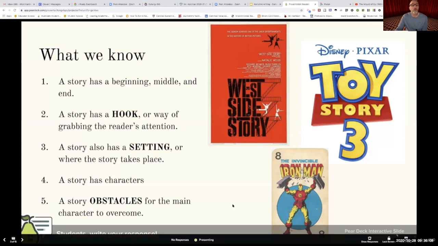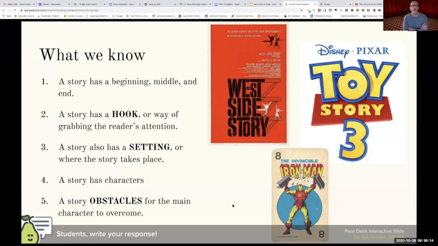And this is what we know. We know that a story has a beginning, middle, and end. A story has a hook, or a way of grabbing the reader's attention. A story also has a setting, or where the story takes place. A story has characters, and a problem and a solution. But then also a story has obstacles for the main character to overcome.